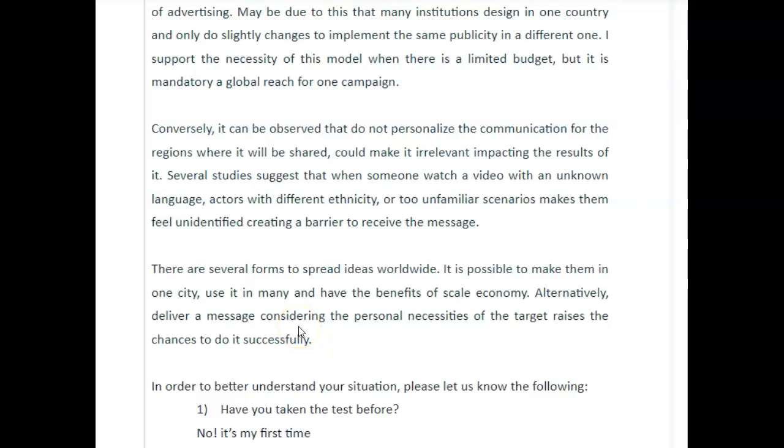There are several forms. No, you mean something else. There are several ways to spread ideas worldwide. It is possible to make them in one city. The ideas? Use it. I don't know what "it" is now, because you're talking about ideas, and then here you have "them," and all of a sudden you have "it." Use it in many and have the benefits of scale economy. Alternatively, deliver a message considering the personal necessities of the target raises.